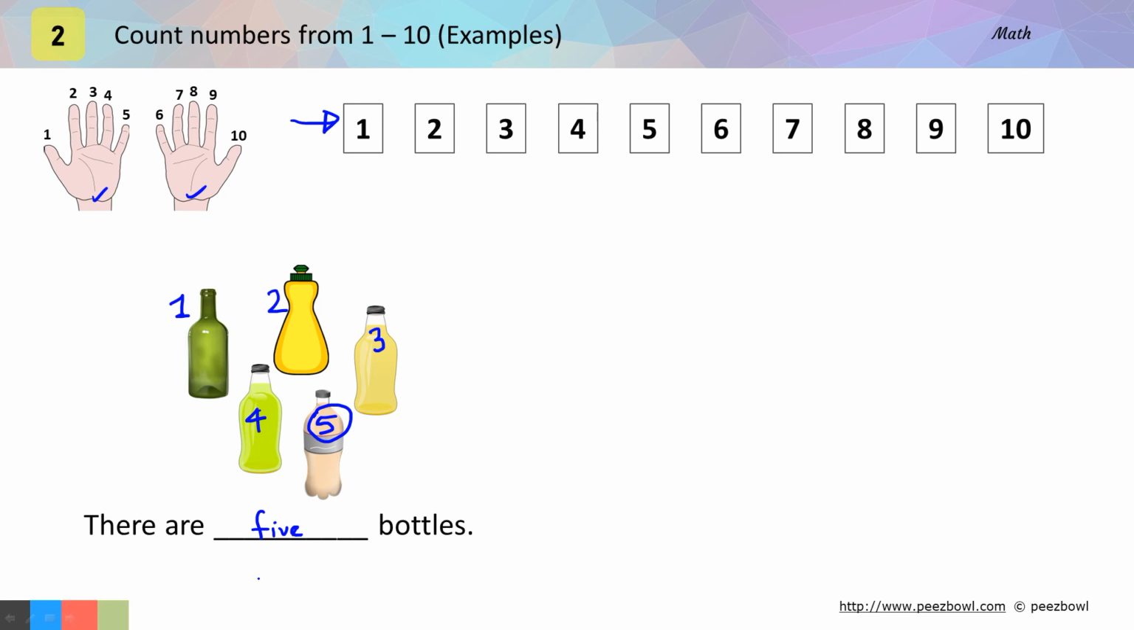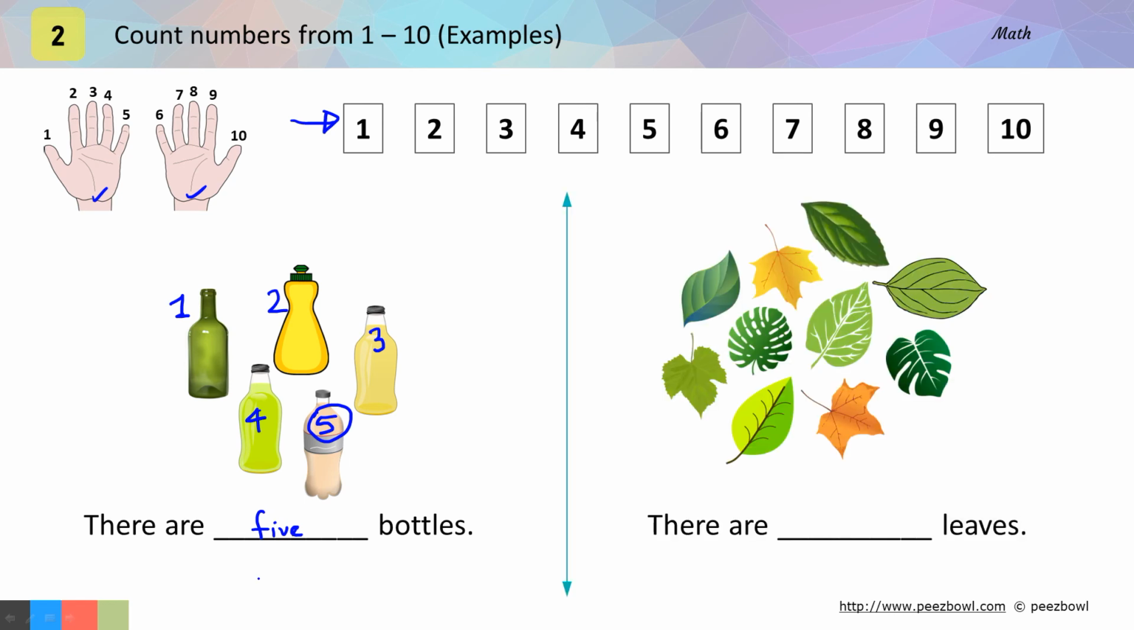Let us move to a new example. In this example, you need to count number of leaves. Please count it on your fingers. If you face any difficulty, then you can refer numbers here. Here we have 1, 2, 3, 4, 5, 6. This one is 7, 8, 9, and this is 10th leaf. Wow, we have 10 leaves here. So we will write 10 in the blank space.